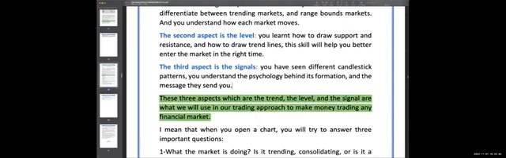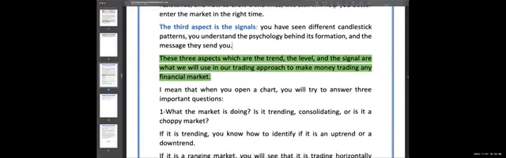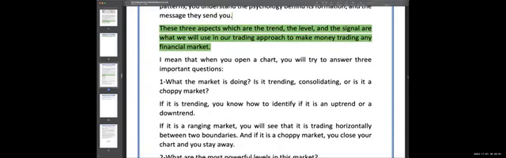Okay, there we go. So when you open a chart, you try to answer these three important questions. What is the market doing? Is it trending, consolidating, or is it in a choppy market?